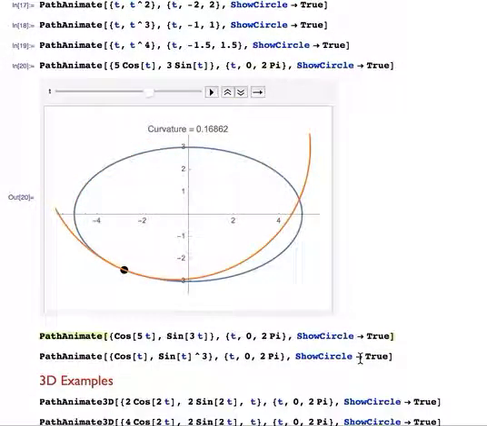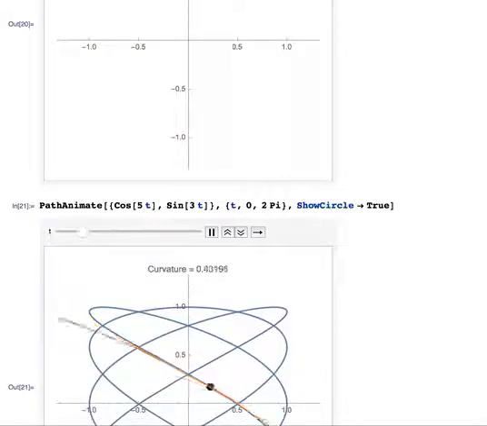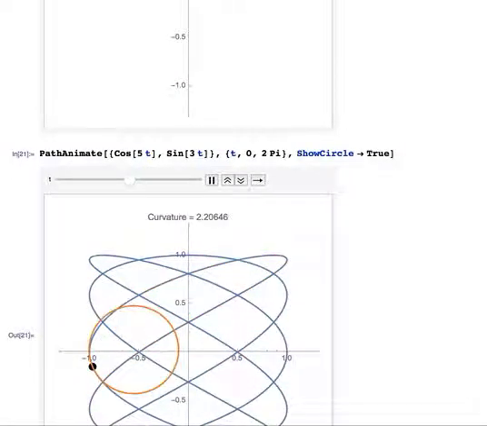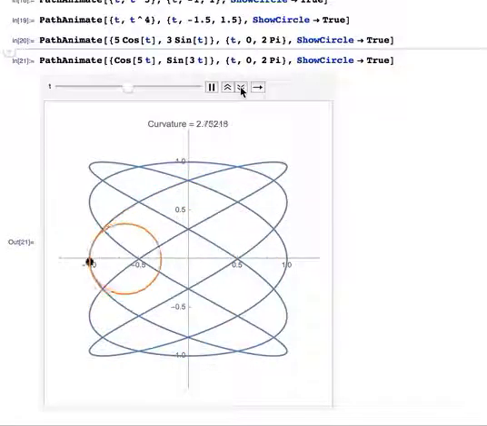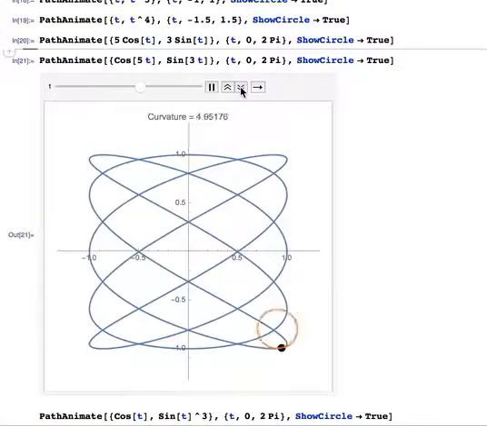Or instead of 5 cosine t, 3 sine t, if I put the 5 and 3 inside there, remember we get this cool looking curve. Computations are a little worse here, so Mathematica is going to have to think about it for a little while. Let's slow this down just so you can actually see some of it. And notice the osculating circle, like right there, switches sides.